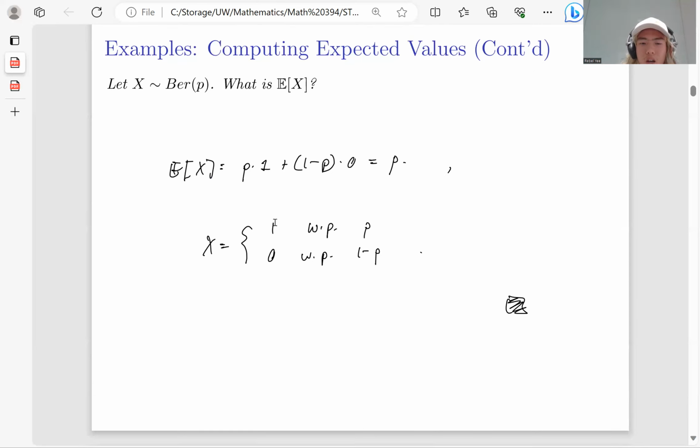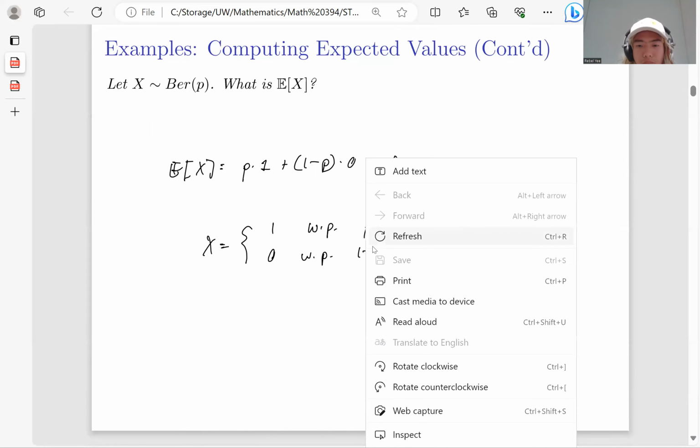And for the Bernoulli distribution, it's also very simple because x can only be 1 and 0 in that case, and it has probability p to be 1 and 1 minus p probability to be 0. So the expectation of x is 1 times p plus (1 minus p) times 0, which is 0. So it's just p in the Bernoulli distribution.